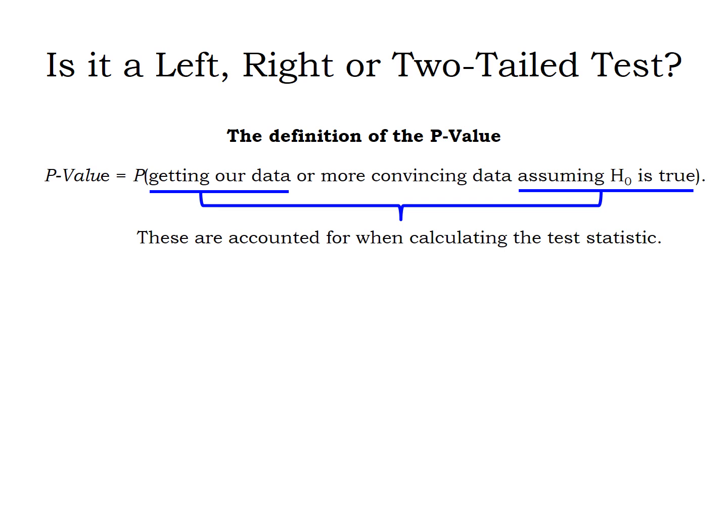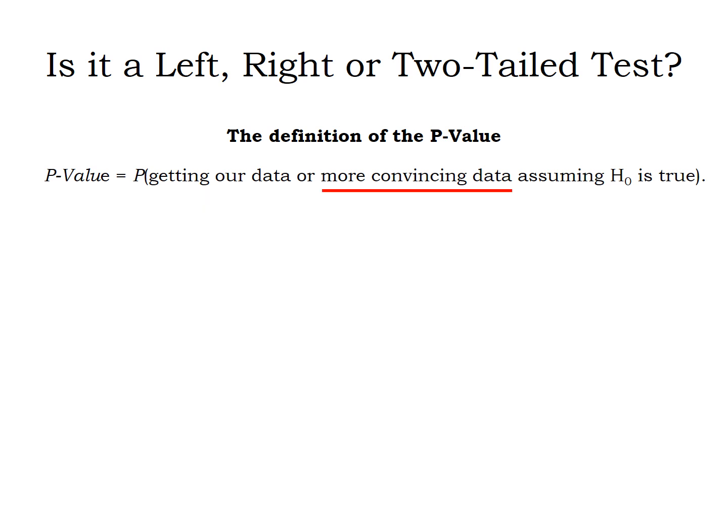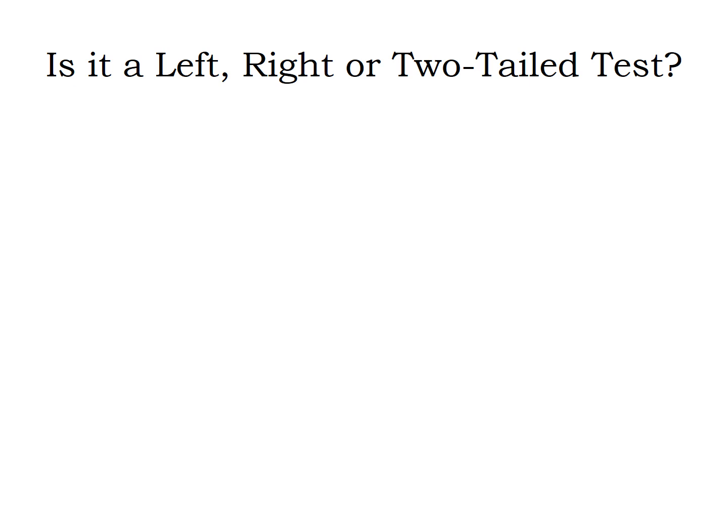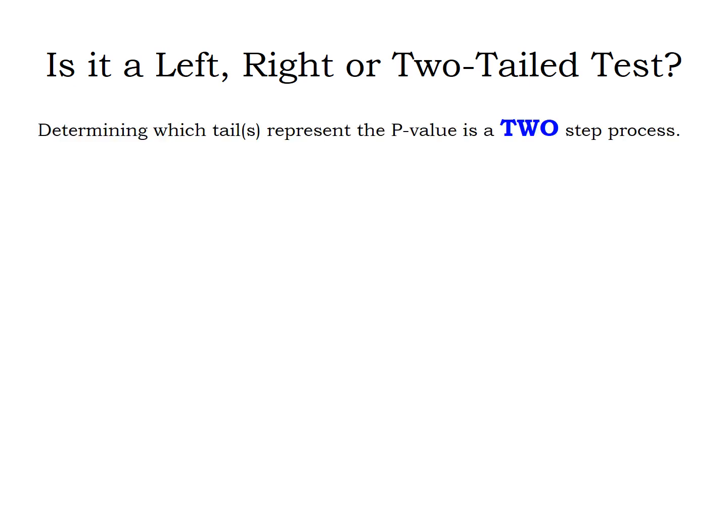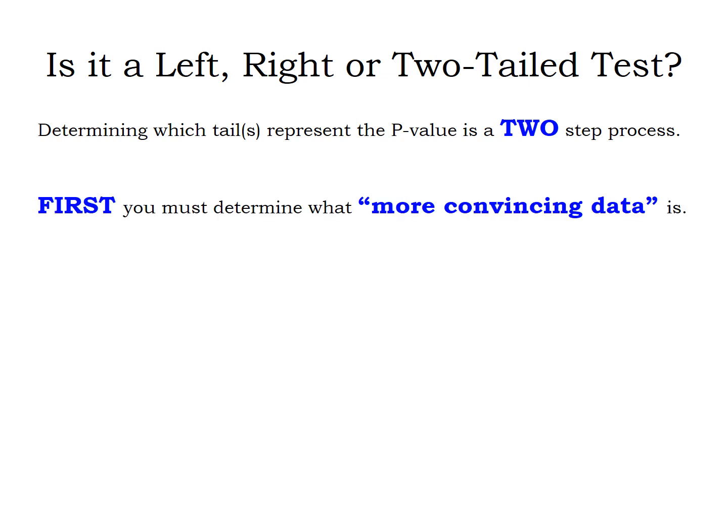So what does that leave us with? That leaves us with this more convincing data. And that is what's going to ultimately determine what is a left, a right, or two-tailed test. It depends on, at least to begin with, what more convincing data is. Figuring out if you're doing a left, right, or two-tailed test is a two-step process. It begins with what more convincing data is. In every situation, whatever it is you're trying to prove, you have to figure out what you would need to see in your sample to convince you that the alternative hypothesis is true. So more convincing data depends on what the alternative hypothesis is.